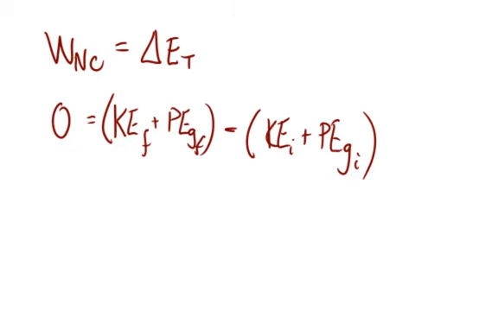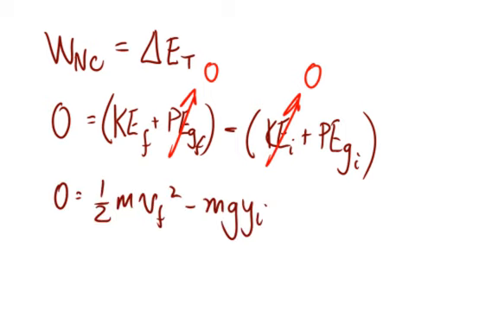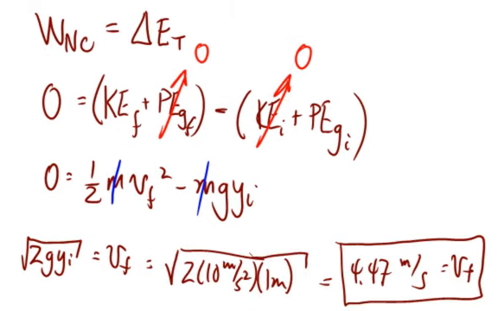On the left-hand side, there's no non-conservative work. On the right-hand side, the change in the total energy is the final energy, which could be kinetic and gravitational potential, minus the initial, which could be kinetic and gravitational potential. Some of those are going to be 0. So I could rewrite this in terms of the formulas for kinetic and gravitational potential energy. I notice that the masses are going to cancel out here. So I'm going to solve that formula for the final velocity at the bottom of the ramp, the final speed. And now I'll substitute the numbers. And I get that the speed at the bottom of the ramp is just under 4.5 meters per second.